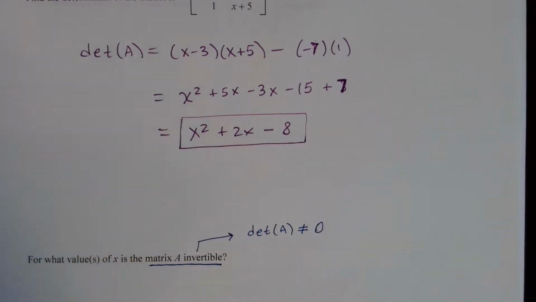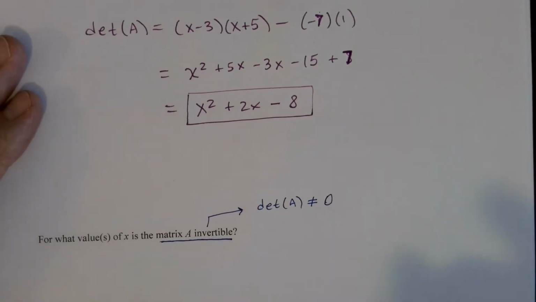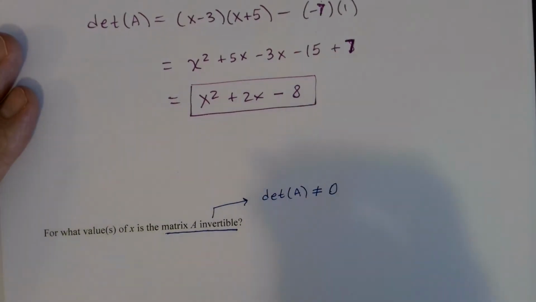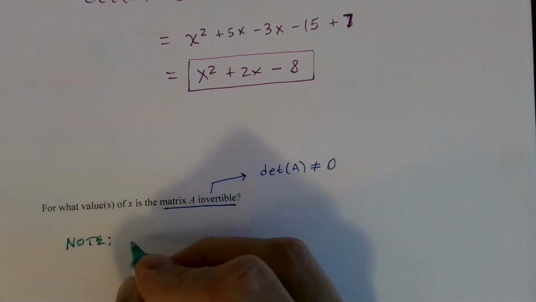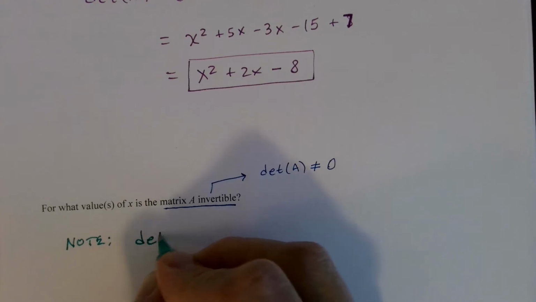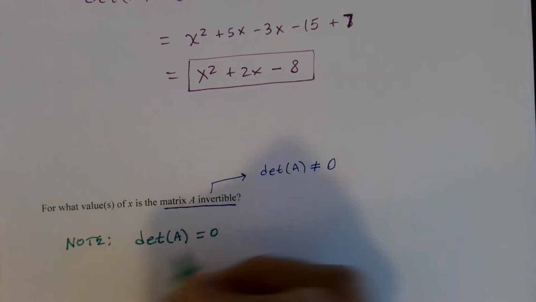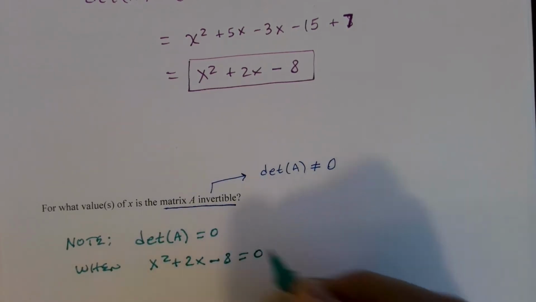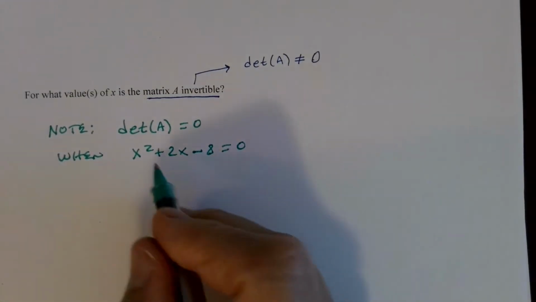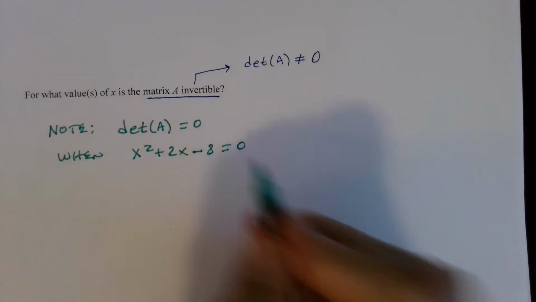So I need to find all the values of x that make this determinant not 0. What I'm going to actually look at to start with is, when is it 0? Because that's an easier question. So let's note that the determinant of A equals 0 when x squared plus 2x minus 8 equals 0. And hopefully everyone knows how to solve quadratic equations. This one's pretty easy. It's already set equal to 0.